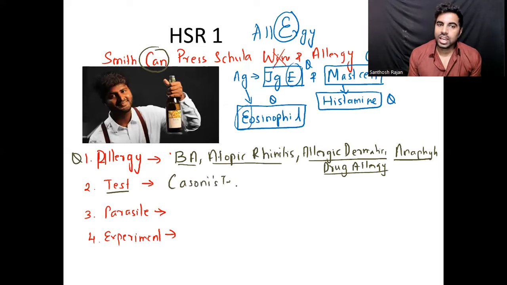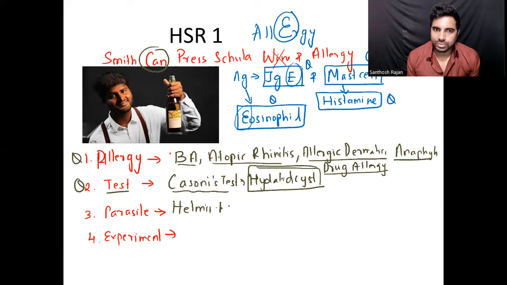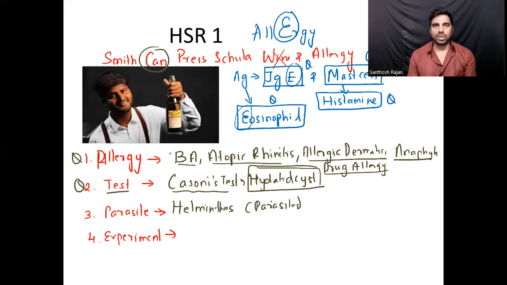Casoni's test. What is in Casoni's test? Hydatid fluid, right? Hydatid cyst. Echinococcus, hydatid cyst, you do this test. There's allergic fluid inside the cyst. When fluid leaks out while you're trying to do this test, you will get an allergic reaction on the skin. That's what I have stressed. Casoni's test, important question, frequently asked. The repeated test is Casoni's test. Parasites, all parasites, but especially we're talking about helminths. You can expect a type 1 hypersensitivity reaction. Experimental ones, that's what I gave this one.